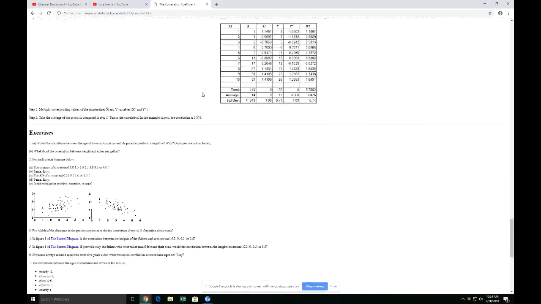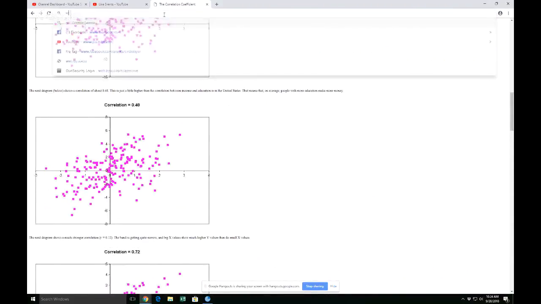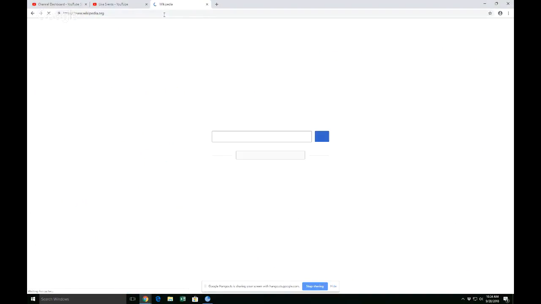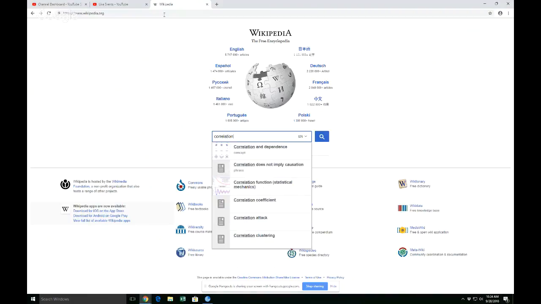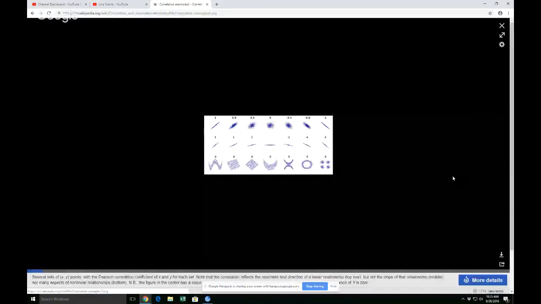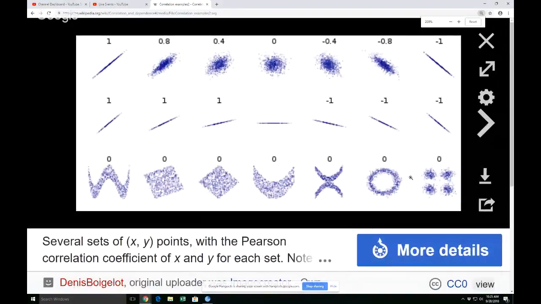Now, let me show you some other examples here. Wikipedia, believe it or not. I know some people don't like Wikipedia, but I like it for math especially. If you look up correlation, and yeah, that's the one, okay? So what I want to look at is this, okay? So these are some examples here, okay?